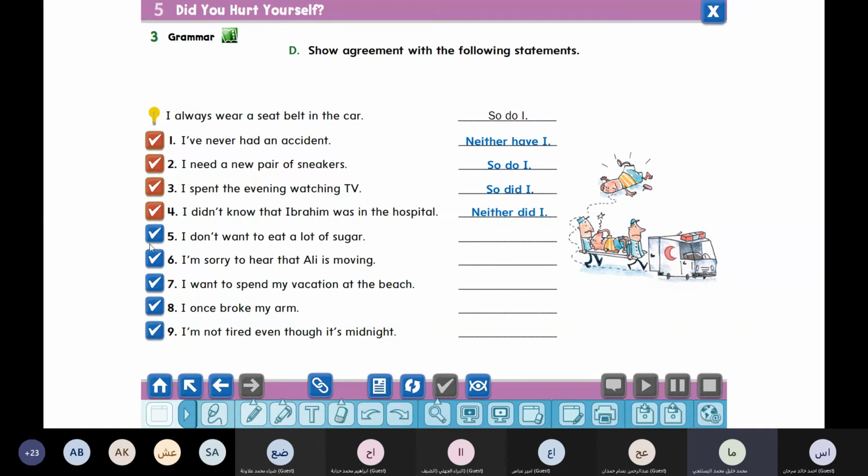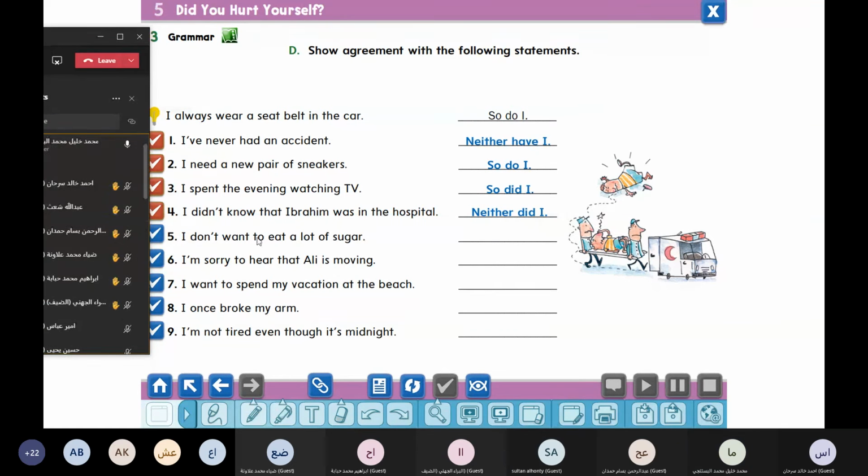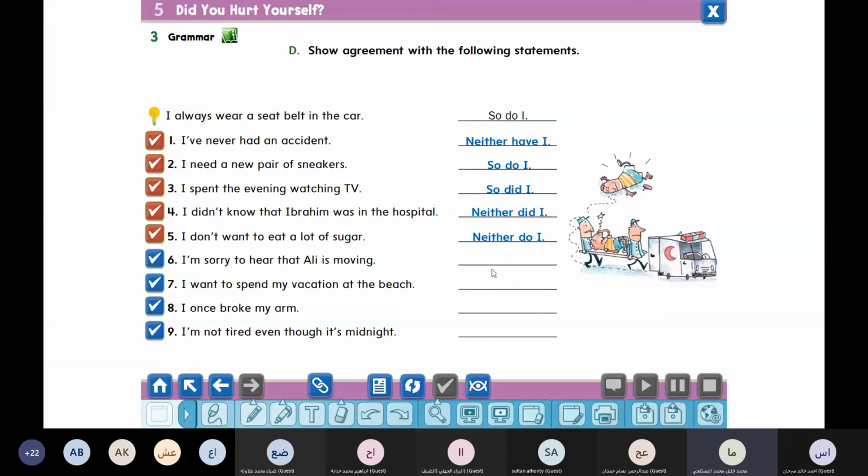Next, number 5. Can I answer this one, teacher? Yes. I don't want to eat a lot of sugar. Neither do I. Good. Neither do I. Here we have a negative and we have do. We say neither do I.